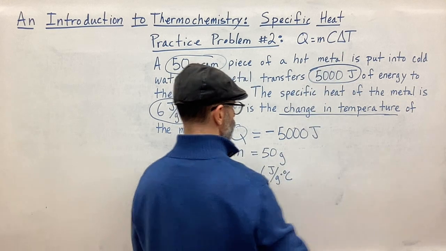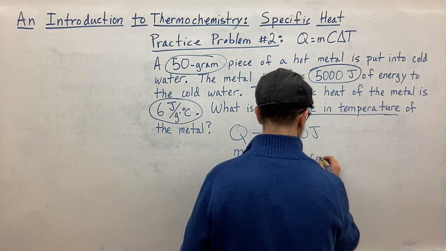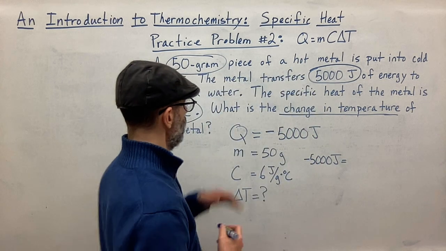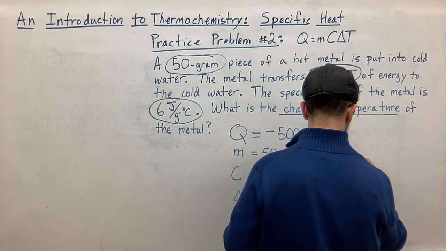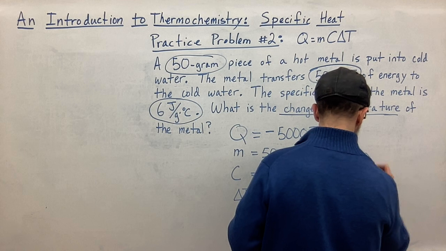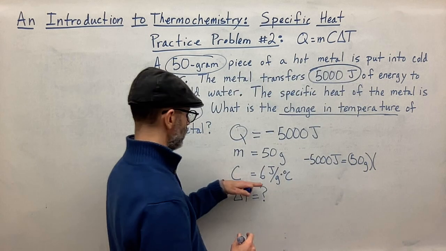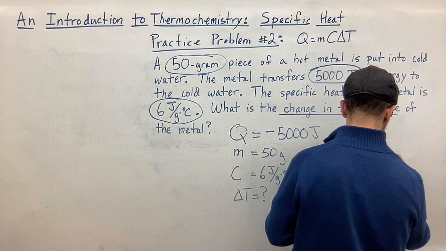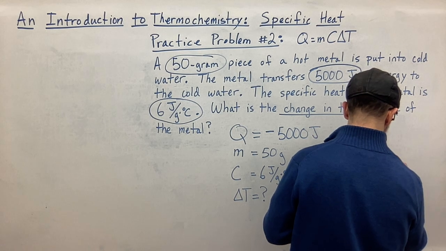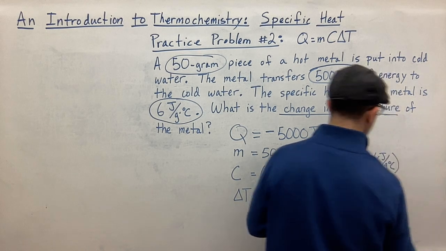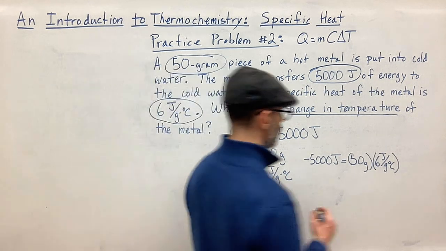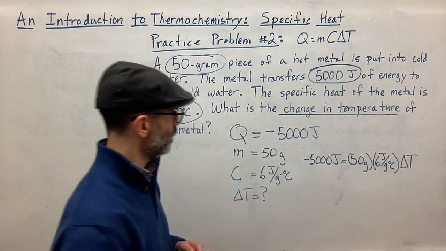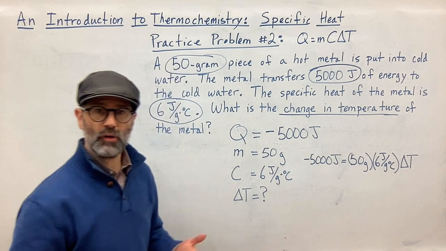So here's our equation. Q is going to be negative 5,000 joules. And that's going to be equal to the mass, that's 50 grams, multiplied by the specific heat, 6 joules per gram degree Celsius, times the temperature change, which is what we're looking for. So delta T. So now all I need to do is solve for delta T.